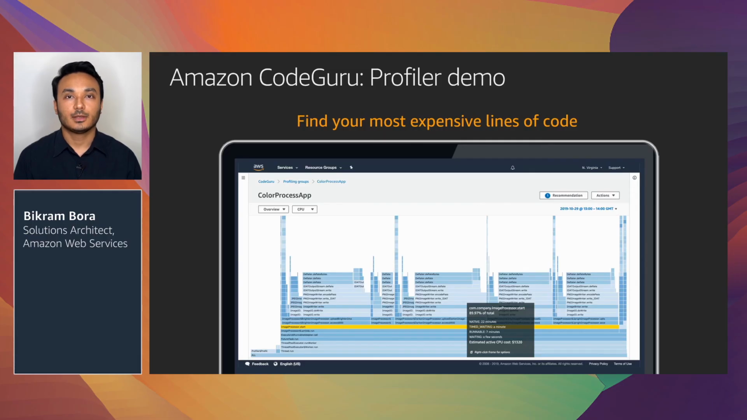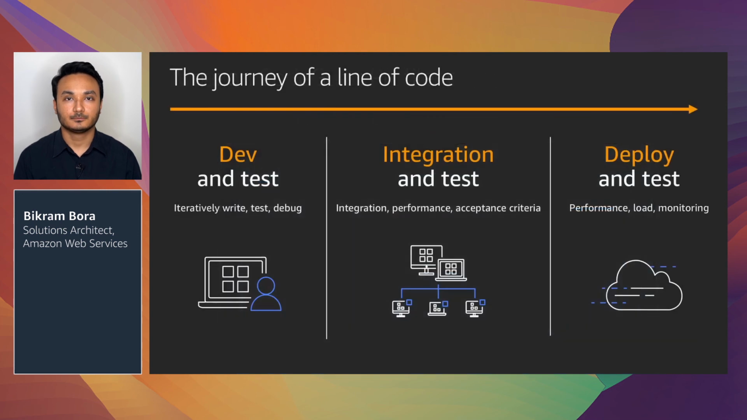Alright, so we just saw a demo of Amazon Code Guru profiler and the distributed load testing solution built by the Amazon Solutions Lab. Now let's summarize what we learned in the session today. We looked at the journey of a line of code from a developer's laptop straight through to production. We looked at how in local dev and test, we can emulate cloud services locally. How in integration and test, we can use Amazon Code Build to build and test our code. And finally, in deploy and test, we look at how we can load test our applications, as well as how we can constantly monitor them with Amazon Code Guru.